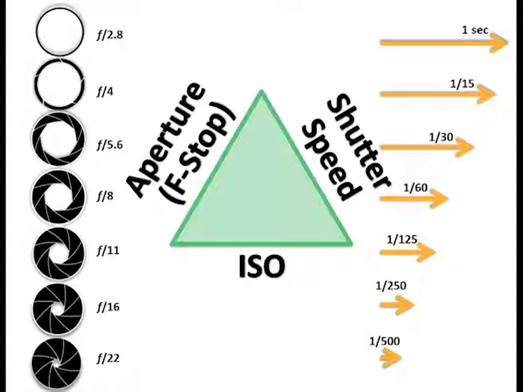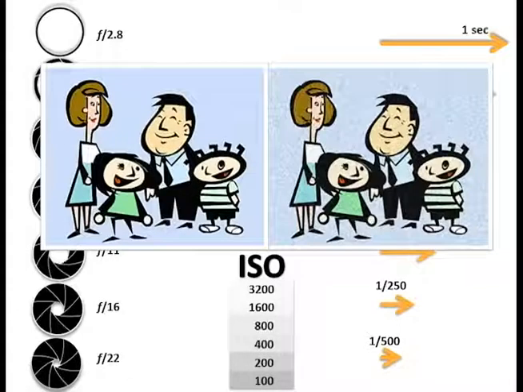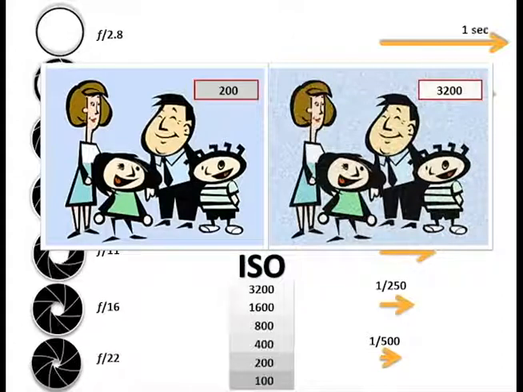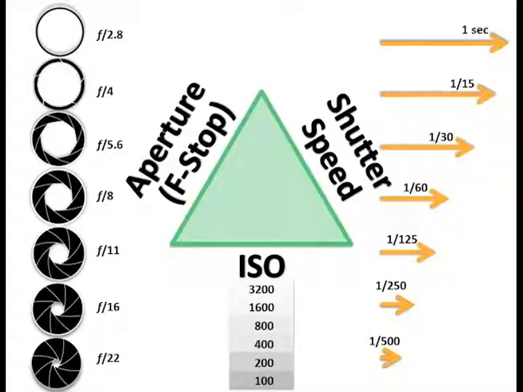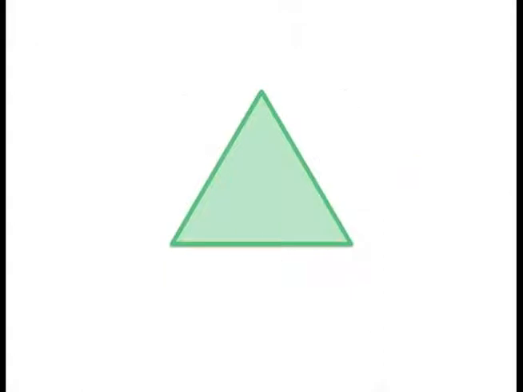Our third component is ISO, which is the film's or digital sensor's sensitivity to light. Higher ISO numbers require less light to get a good exposure, but often result in photos that are grainier and lack the finer detail of images taken at low ISO. If you're still not sure how aperture, shutter speed, and ISO are related to one another, not to worry. Let's look at this another way.